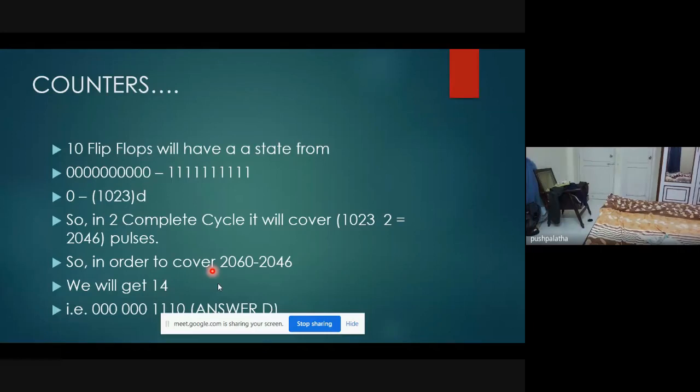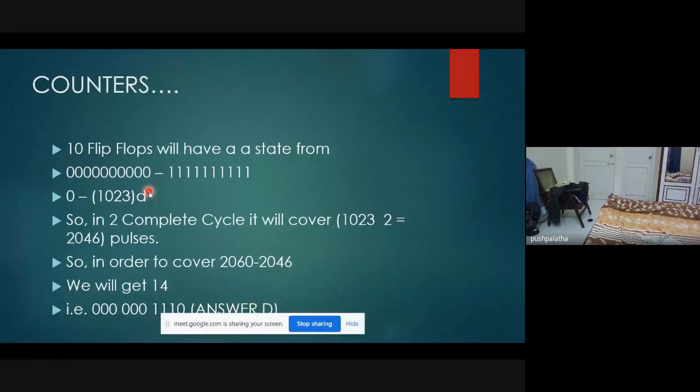So 2060 minus 2046 gives 14. So the answer is zeros followed by 14 converted into binary, in 10 bits, because you have 10 flip-flops, so you take 10 bits. So your answer is actually D. Clear? Answer is D.